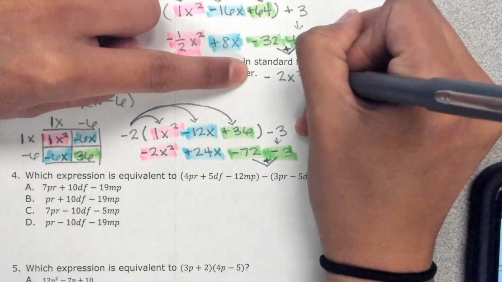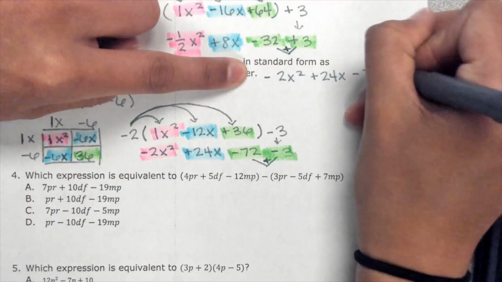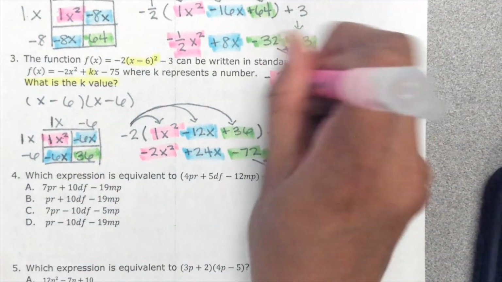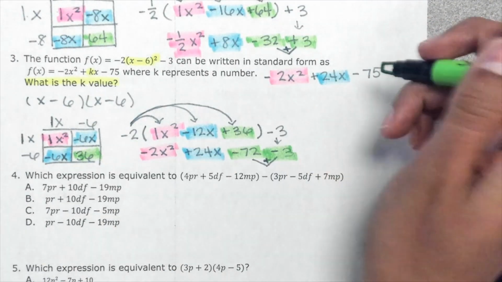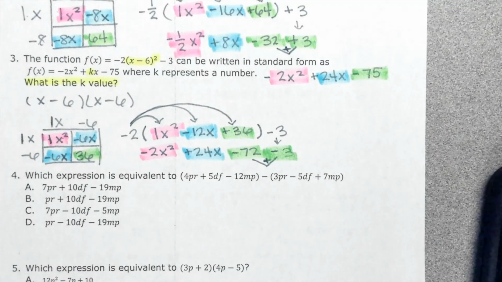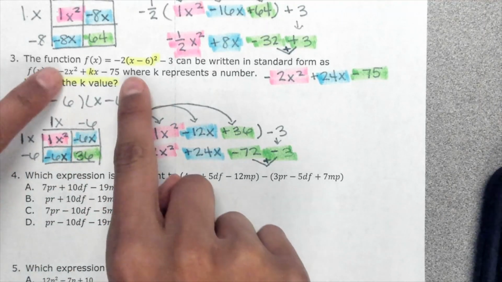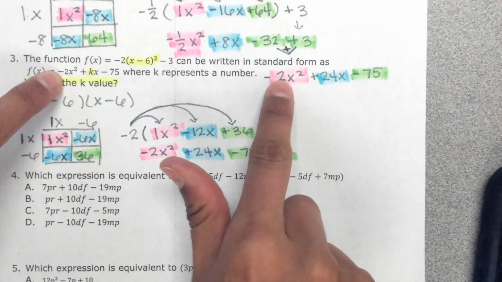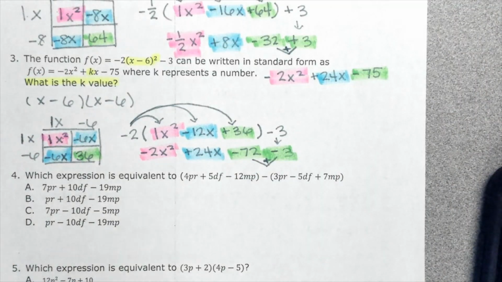Negative 2x squared plus 24x, and then minus 75 after we simplified it together. So I'm just going to highlight those numbers one more time, keeping all of that the same color. Okay, and your question was asking what is the k value. So if you look at our numbers, we got everything right, that negative 75, that negative 2. So I know that this number is also correct, and that was the missing number I was looking for.